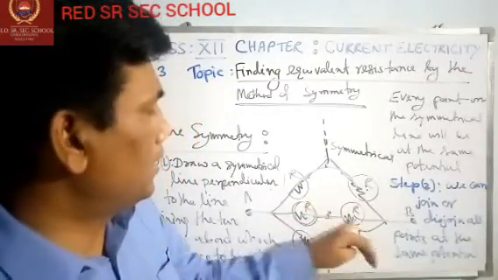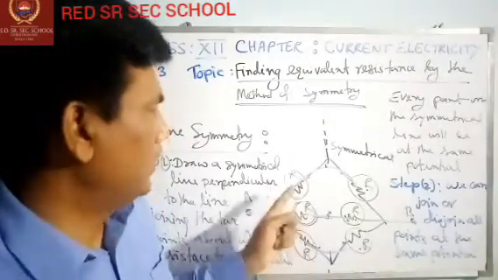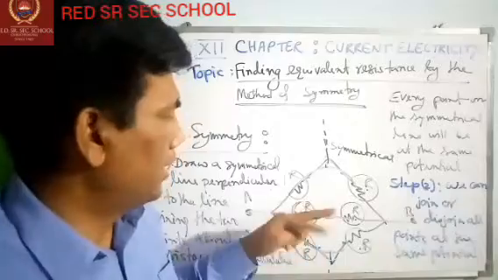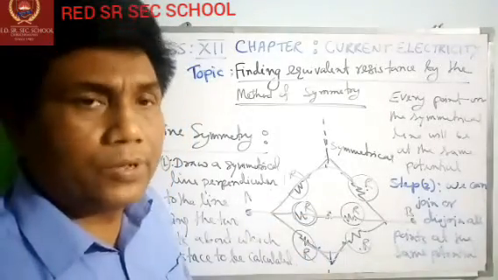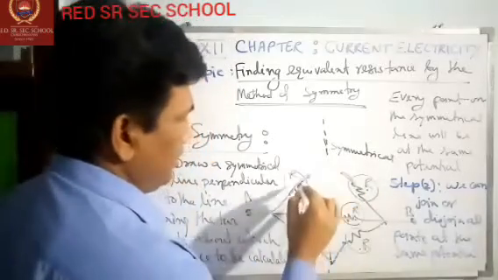R and R in series, R and R in series, R and R in series. These are in parallel. Whatever answer you get, I think the answer will be 2R by 3 in this figure. 2R, 2R, 2R, and all together it will be 2R upon 3. If you join also, then also you are going to get 2R by 3.